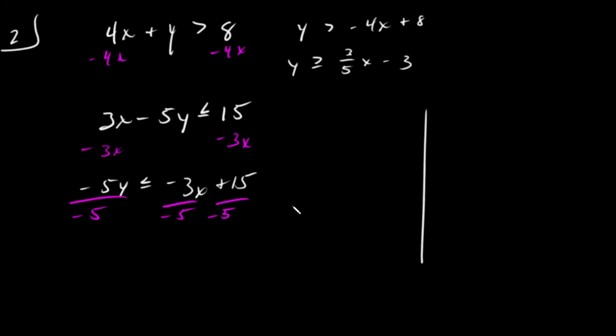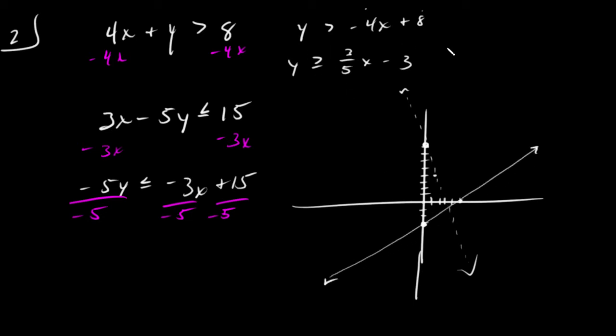So here, you graph both of these and shade. Starting at 8, start at 8, go down 4, right 1. And your line is going to be dotted. Then start at negative 3. Go up 3, right 5. And your line's going to be solid.